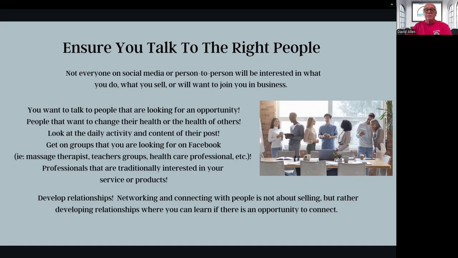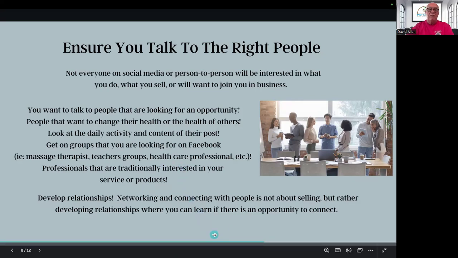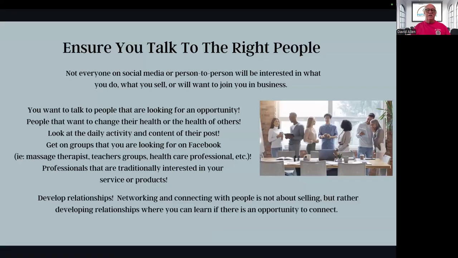So if you're using Facebook and you're prospecting someone, look at what they're posting, see what they're talking about. Look at TikTok, all the social media, Facebook, LinkedIn, all of those, and see what they are talking about if they're on those. So you can get an idea of what you want to talk to them about. Get on the groups that you're looking for on Facebook, like massage therapists, teacher groups, healthcare professionals, professionals that are traditionally interested in your services or your product.